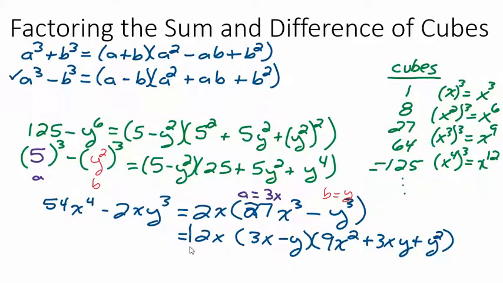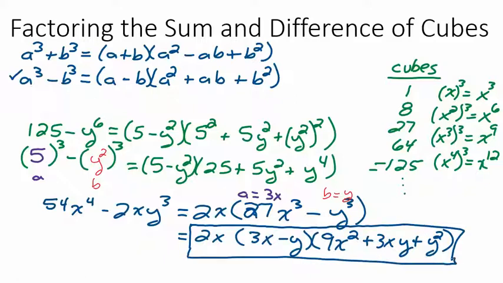So you can find the sum and difference of cubes in problems that contain other types of factoring as well. Always look for that greatest common factor first, because sometimes the problem is not clear until you take out that greatest common factor, and then you see, oh, well, what's left here looks a little bit more manageable. All right, I hope that helped, and good luck with your sum and difference of cubes.